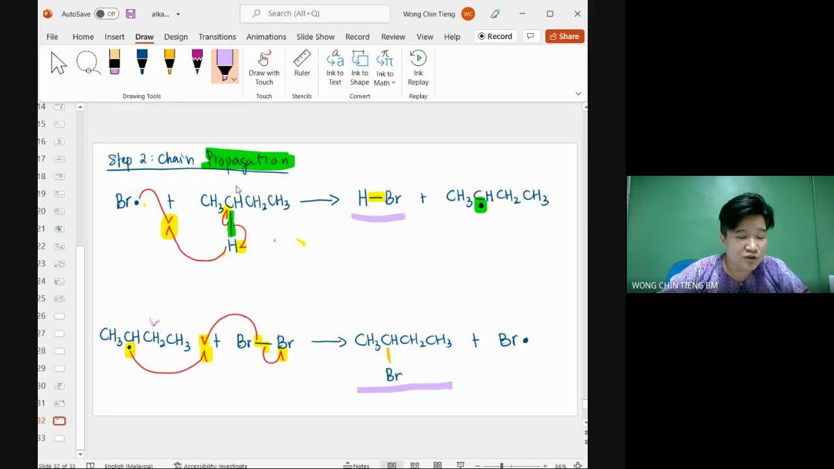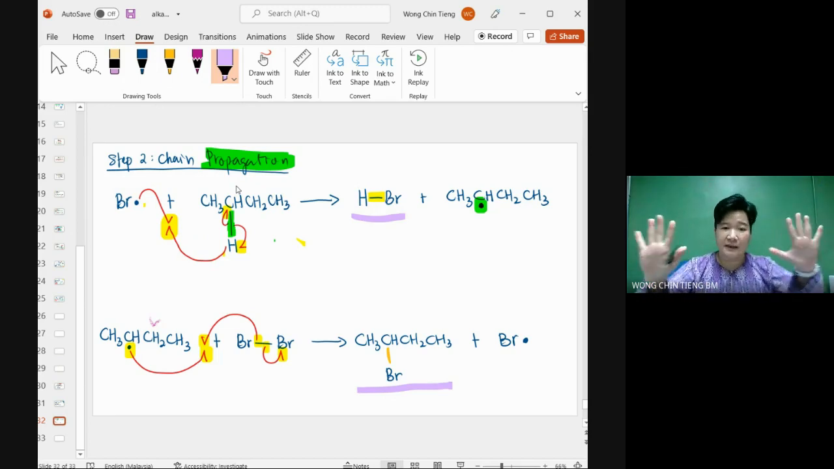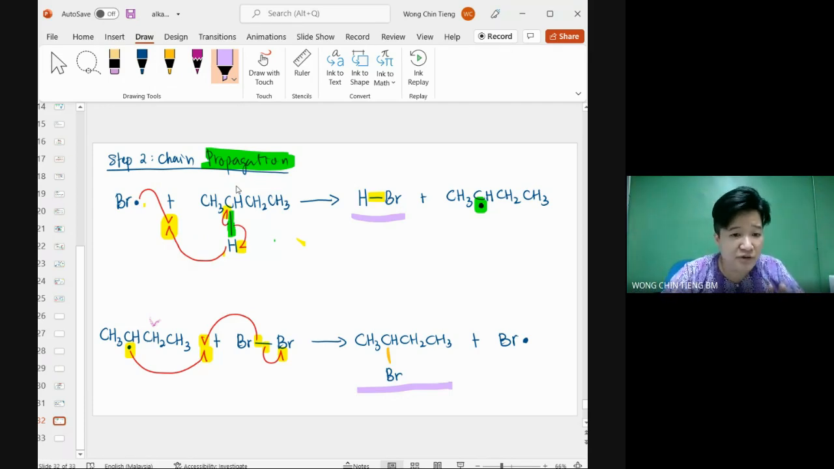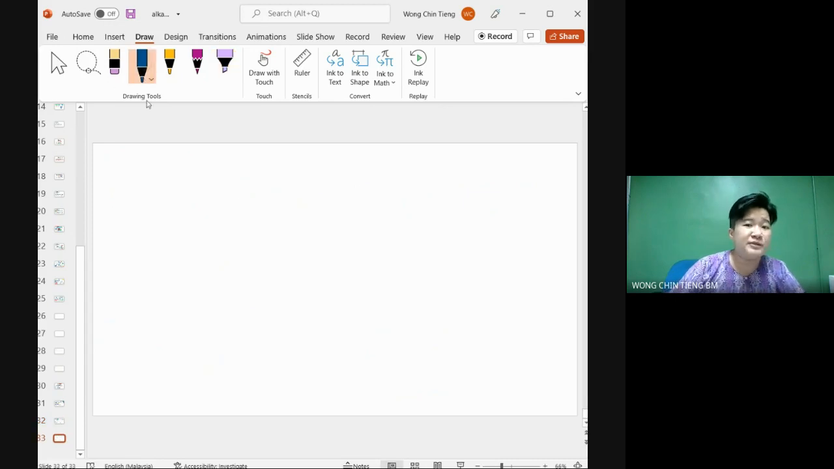Okay? So, bila masa kita nak stop? Bila dah tak ada dah. Semua orang dah jadi free radical. Maksimum dah. Free radical is a very reactive thing. Kita tak boleh biarkan free radical duduk macam tu. Sebab tu kita masuk kepada step 3. Kita nak berhentikan reaction kita. We want to terminate the reaction.